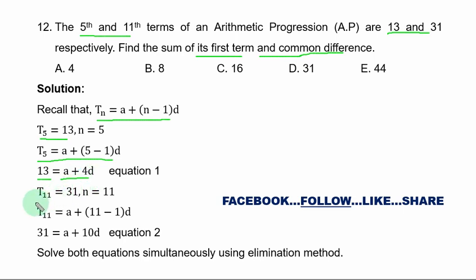The 11th term is 31. At that point, n is equal to 11. So t sub 11 is equal to a plus bracket open 11 minus 1 bracket close times d. The 11th term is 31, equal to a plus 10d. You can call that equation 2. Solve both equations simultaneously using the elimination method.